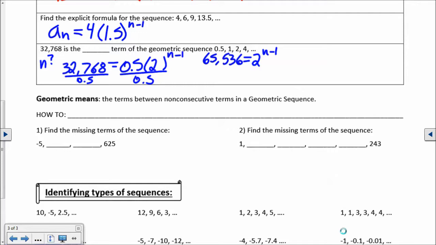Carla and Tiffany know what we're about to do. This should look pretty familiar. Where's the variable? Is it in the log? No. Where's the variable? It's in the exponent position. This is an exponential function.